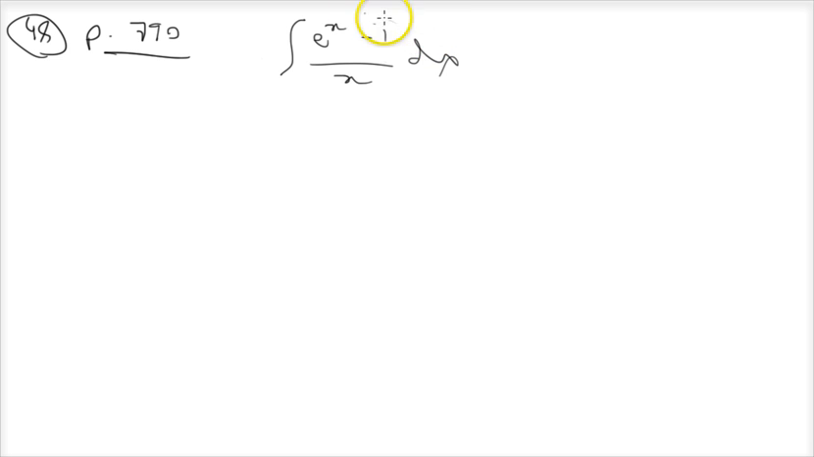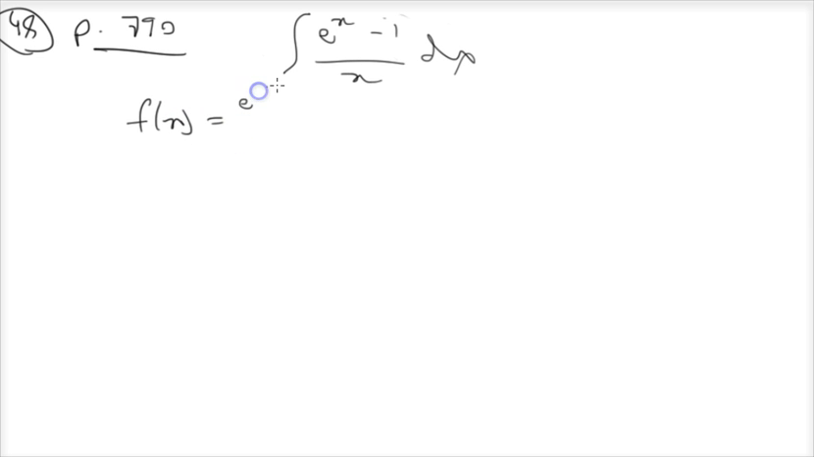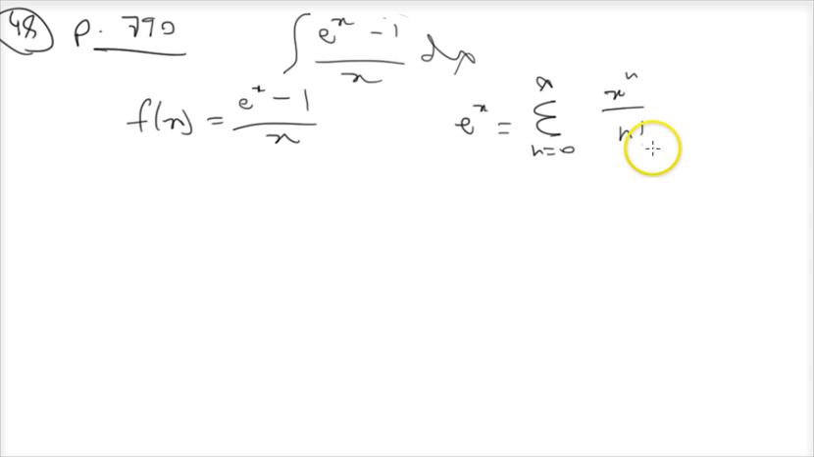So first, all we're going to deal with is finding the Maclaurin expansion for a function f of x equal to e to the x minus 1 over x. That's not going to be terribly complicated because we already have memorized the Maclaurin expansion for e to the x. We know that e to the x is equal to the series n starting at 0, going to infinity, of x to the n over n factorial.